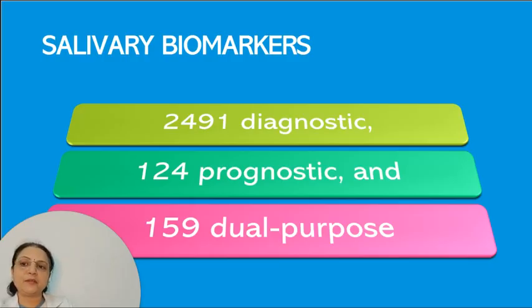Coming to the last section of this module, the salivary biomarkers. Till date, more than 2,500 potential biomarkers have been reported which can be used for the diagnosis of various diseases and conditions. Numerous prognostic markers can help to monitor prognosis, while 150 plus markers are being used for both diagnostic and prognostic purposes. These biomarkers are broadly classified as follows.